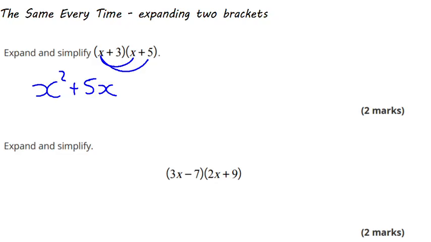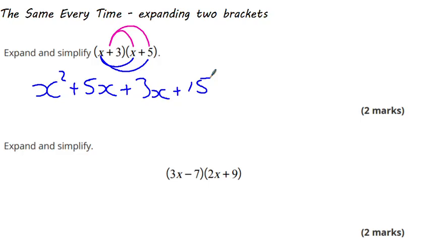Remember, we have to include the sign as well, so that's a plus 3, a positive 3. Positive 3 multiplied by x gives me positive 3x. And then finally, positive 3 multiplied by positive 5, 3 times 5 is 15, positive 15. Multiplying everything in the first bracket by everything in the second bracket.